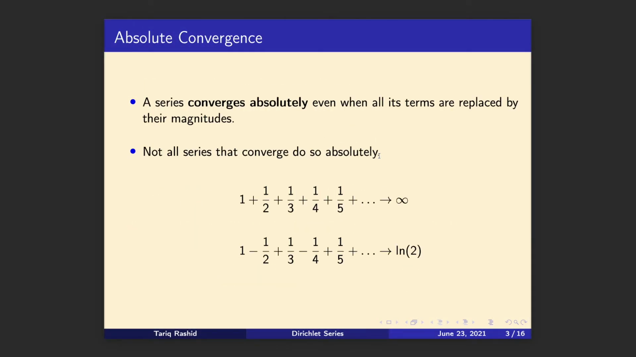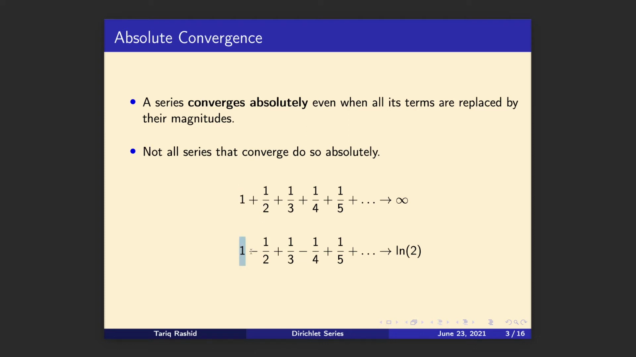So the first thing we're going to look at, just to remind ourselves, is this idea of absolute convergence and normal convergence, sometimes called conditional convergence. A series converges absolutely if we replace all its terms by their magnitudes. It's just an example here.